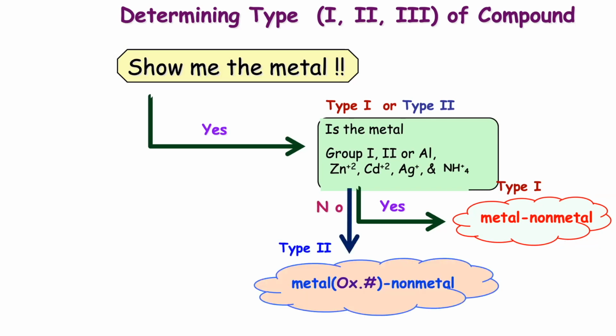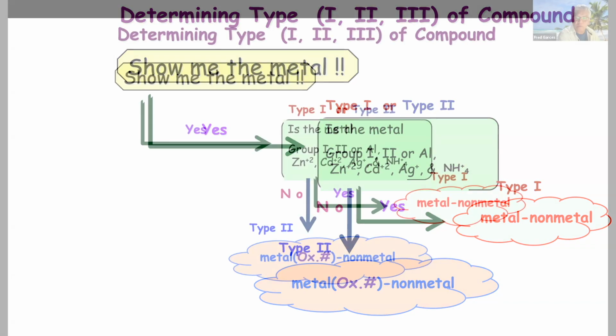That's the key. Okay. On the other hand, if you have metals that do not have fixed charge, and what elements are those? The ones that were in avocado green or turquoise blue. Then you have to name the metal, its oxidation state, how many electrons it gave up, and then the non-metal. That's the rule.